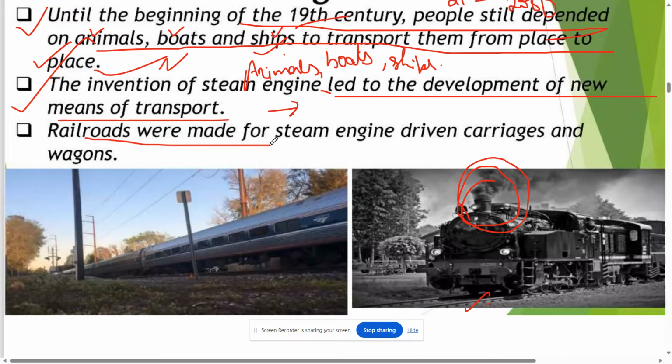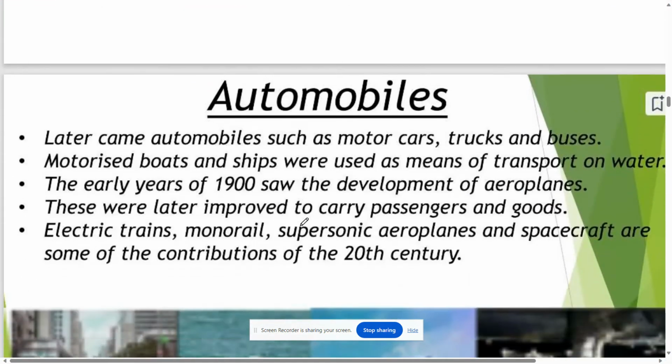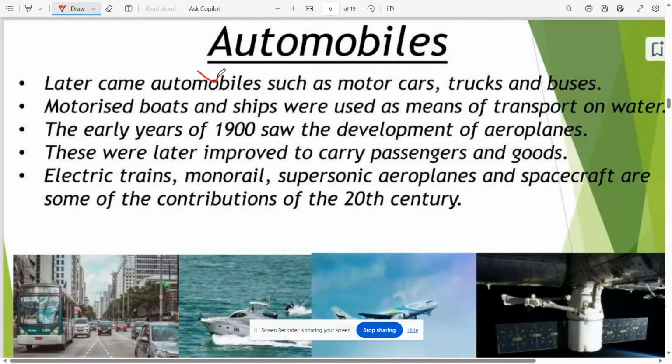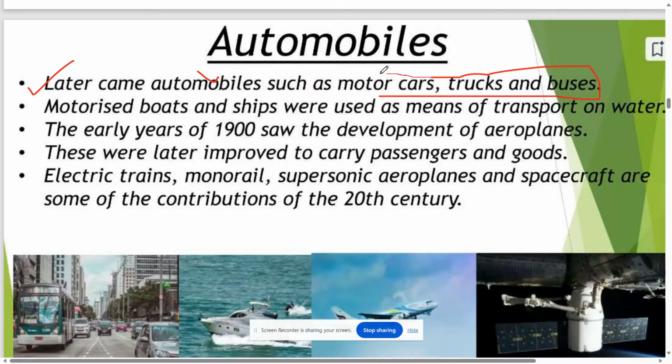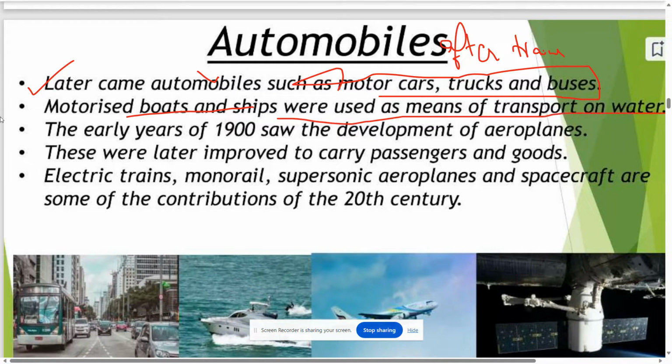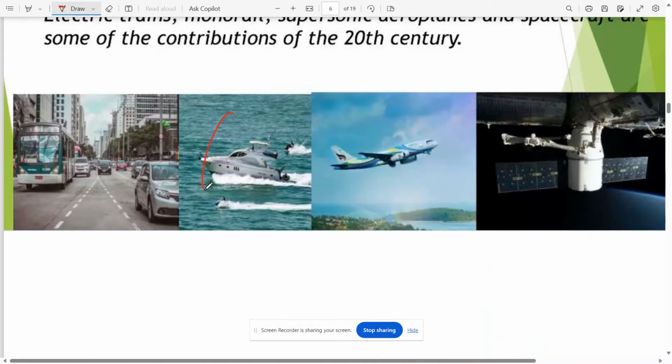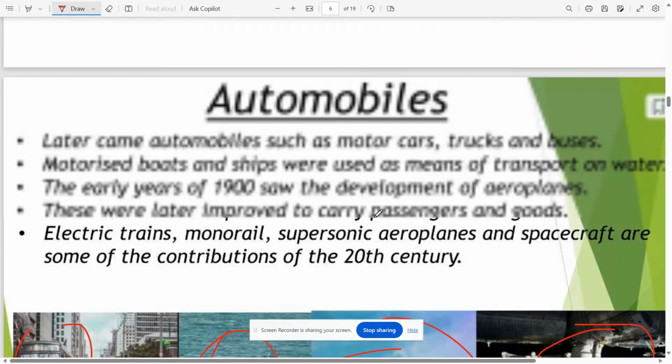Railroads and railways were made for steam engine driven carriages and vehicles. Automobiles came later, after steam engines, such as motor cars, trucks, and buses. These came after the steam engine and trains. Motorized boats and ships were used as means of transport on water. Motorized boats such as this, buses, cars, satellites, airplanes.